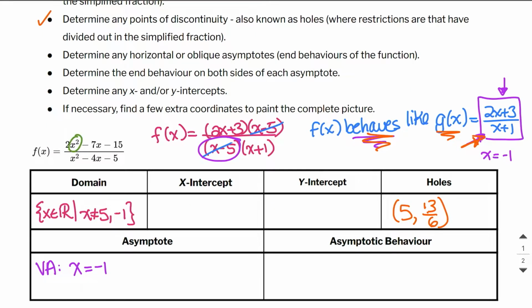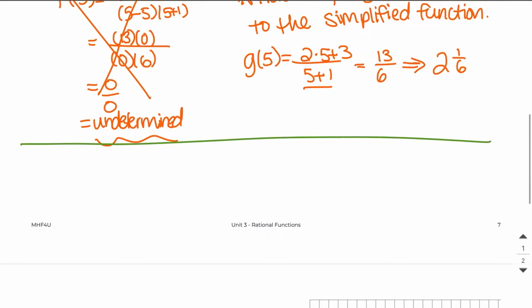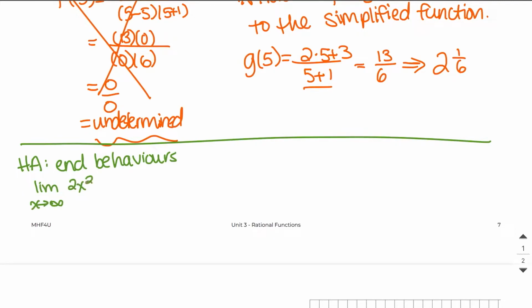Since the degree of our numerator is equal to the degree of our denominator, we're going to have a horizontal asymptote. So let's talk about this. Remember, horizontal asymptotes are pretty much your end behaviors, right? So what happens as x is getting infinitely large or infinitely positive and infinitely negative? So we're going to find the limit as x approaches infinity of 2x squared minus 7x minus 10 over x squared minus 4x minus 5.